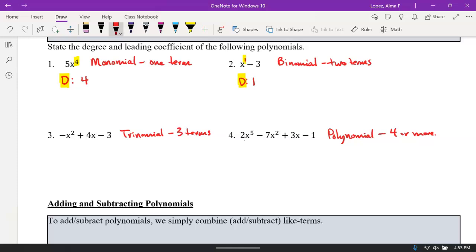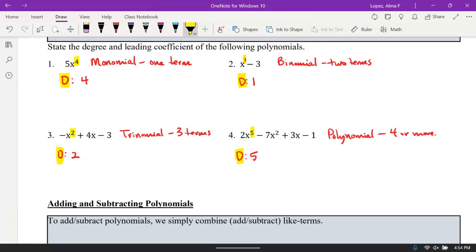What is the highest exponent in our third example? 2. So the degree will be 2. And the degree in our last polynomial, the largest exponent, is 5. Again, I'm going to highlight it. If you're taking notes, you're probably getting better and better at it, and highlighters and sticky notes are a great idea. So the degree is the largest exponent.